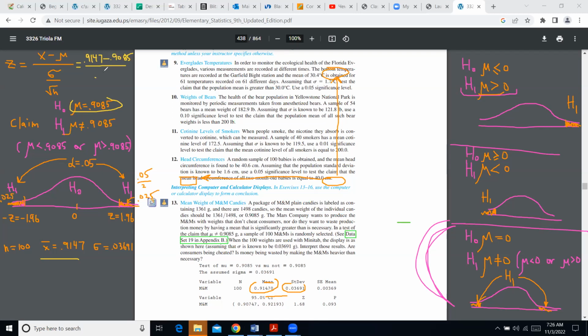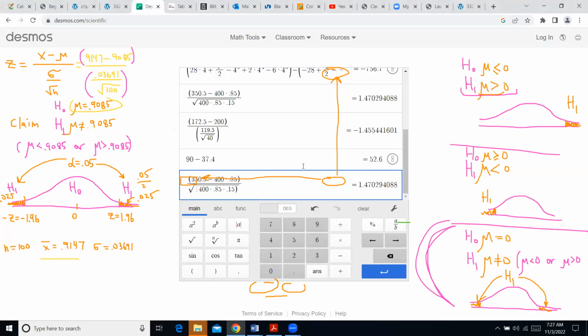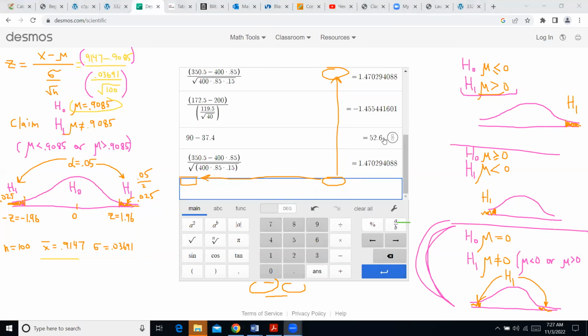So 0.03691 is our standard deviation that I divide by the square root of 100. So I need to put this in a calculator, and that's why we better use parentheses around the top of the fraction as well as around the bottom of the fraction, remember. So we need to be very careful. So let me go again to the calculator and get this result. I just want to clear this a little bit.